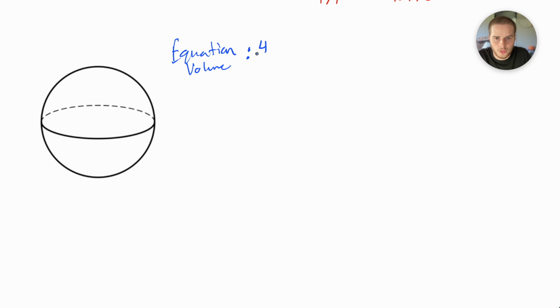We're going to have 4 over 3 times pi times radius cubed. So this looks a lot like the area formula, which is pi times radius squared, but it's going to be slightly different just because we're going in 3 dimensions here.